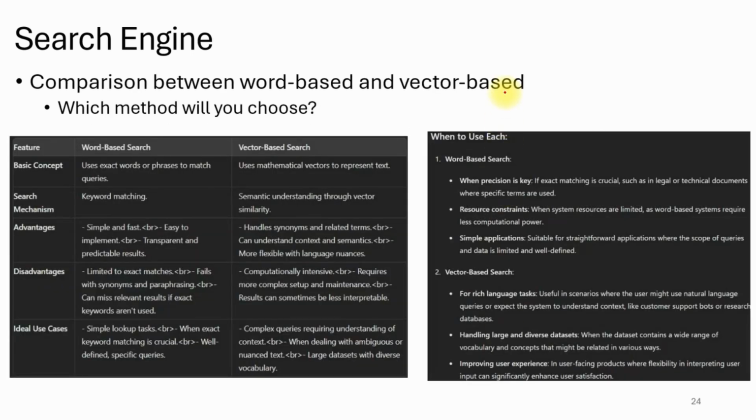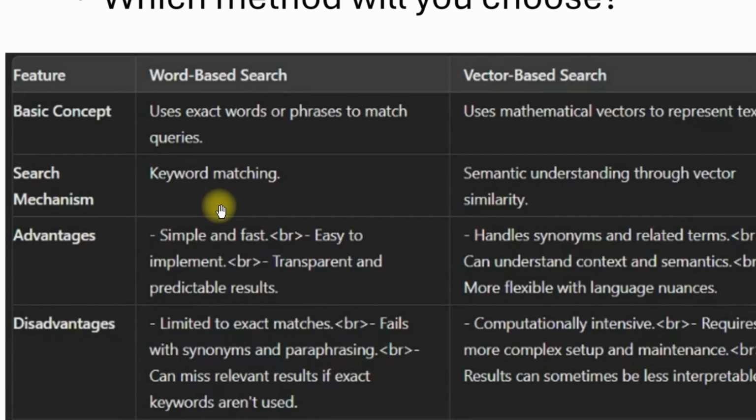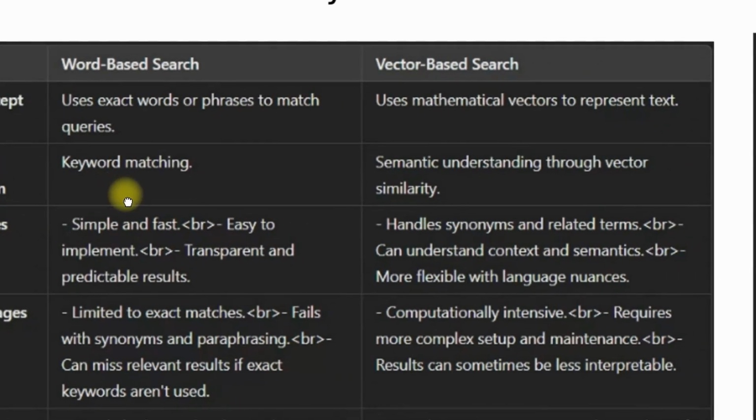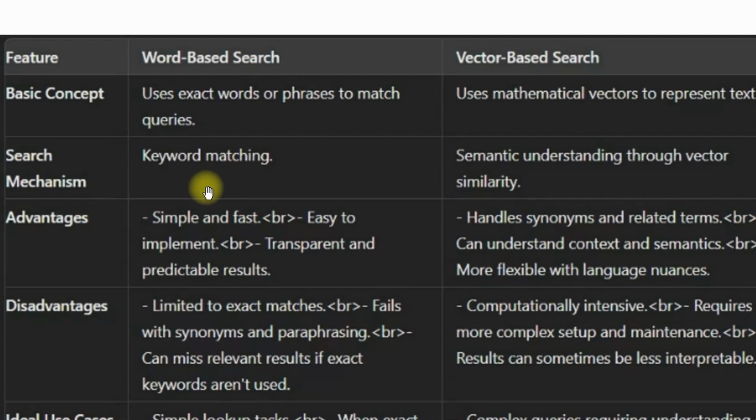Okay, so let's make a comparison between word-based and vector-based. So should we use the vector-based all the time? The answer is no. Sometimes word-based is useful. So before we say which one is useful, let's make a comparison. The word-based approach uses the exact word or phrase to match the query. But vector-based uses mathematical vectors to represent the text. So in the search mechanism, word-based uses keyword matching, and vector-based uses semantic understanding.